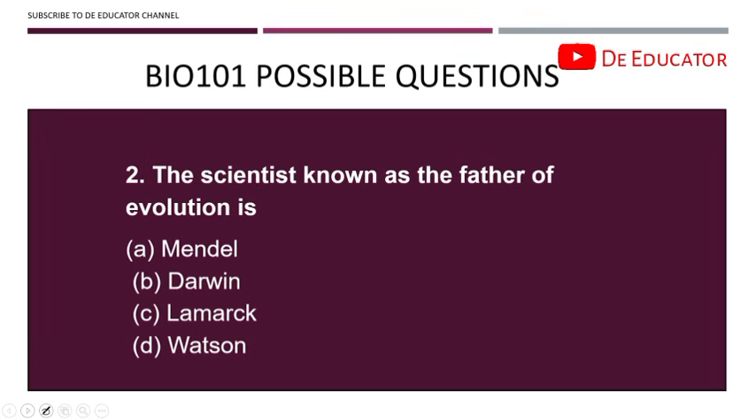So the next question says the scientist known as the father of evolution is Darwin. So Darwin is known as the father of evolution. Please take note, Charles Darwin. Why is he known as the father of evolution? He's known as the father of evolution because he postulated the theory that makes sense, and that is the theory of natural selection.